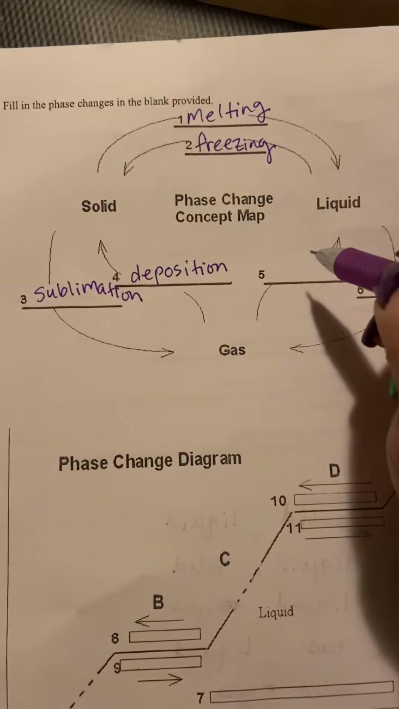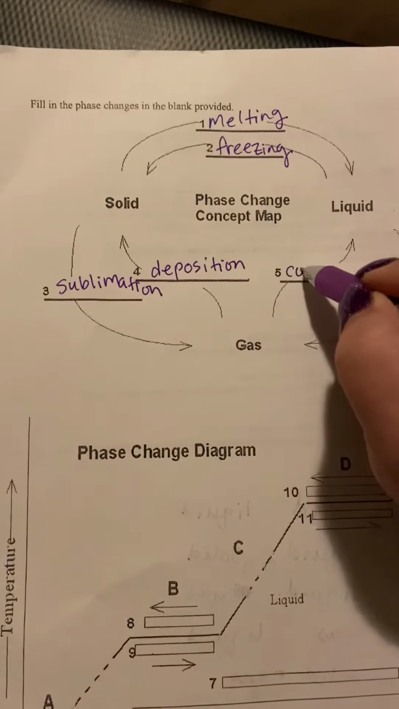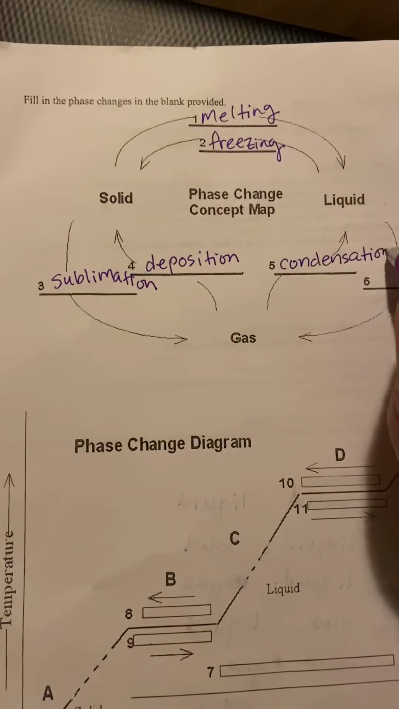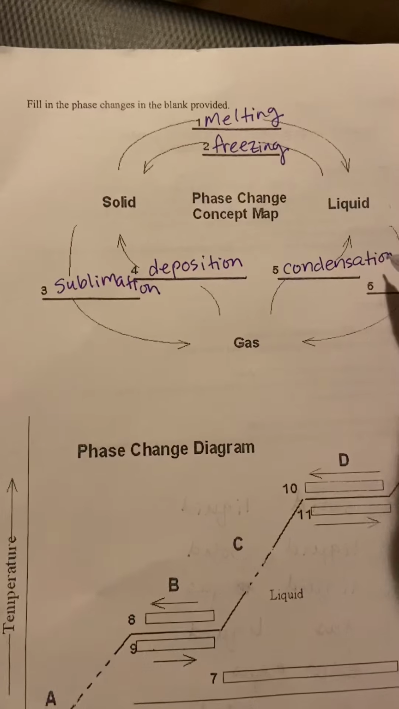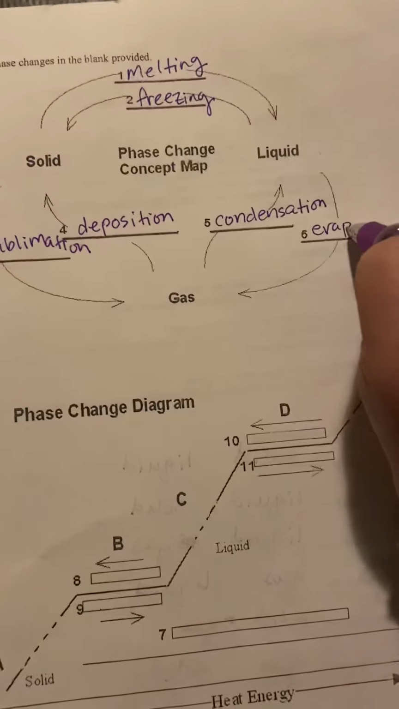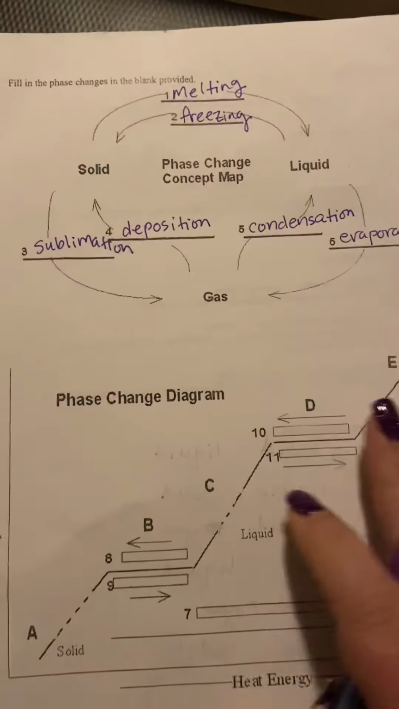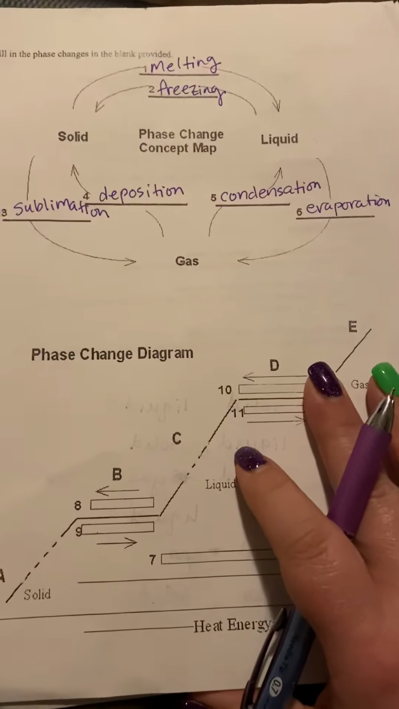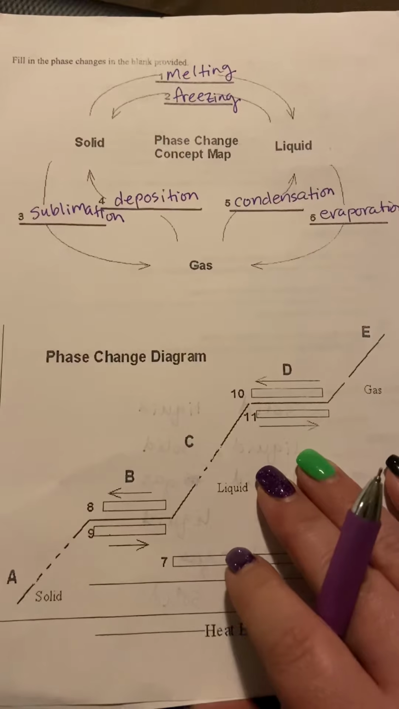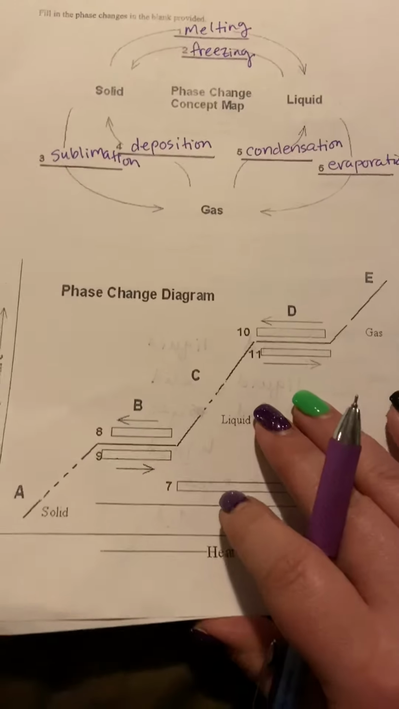And number 5 is going from a gas to a liquid, which is condensation. Number 6 is going from liquid to gas, and the only one left is evaporation. Okay, so again, you'll have to pause the video and copy that down if you don't have the handout. And let me know if you have any questions about that. So let's look at this.